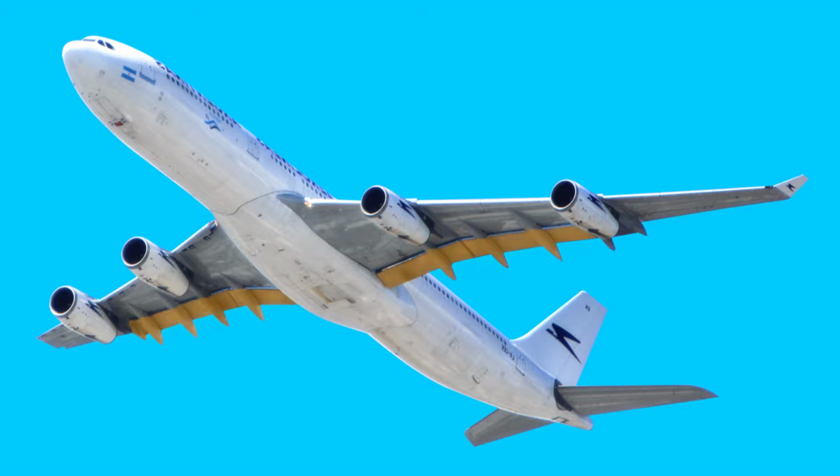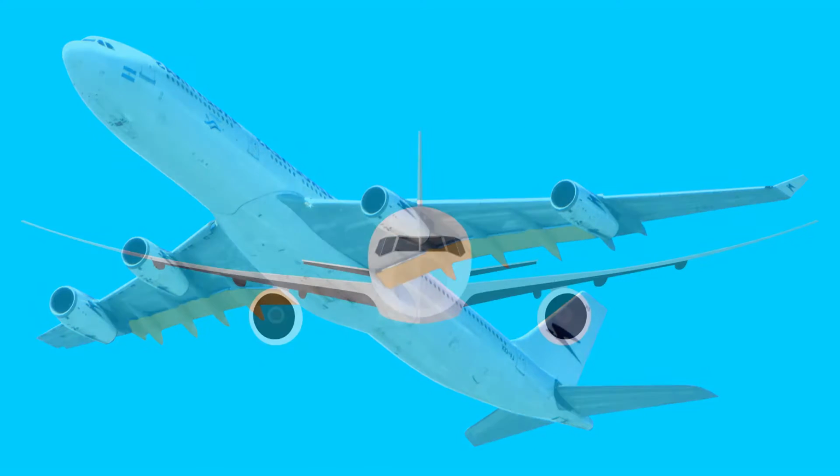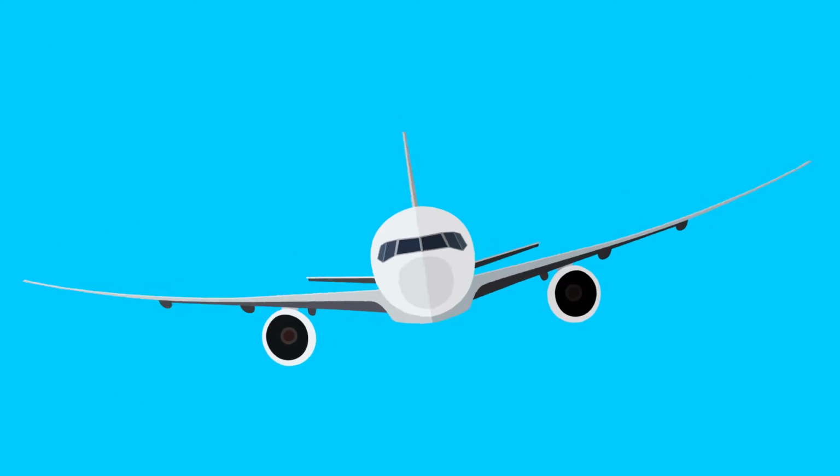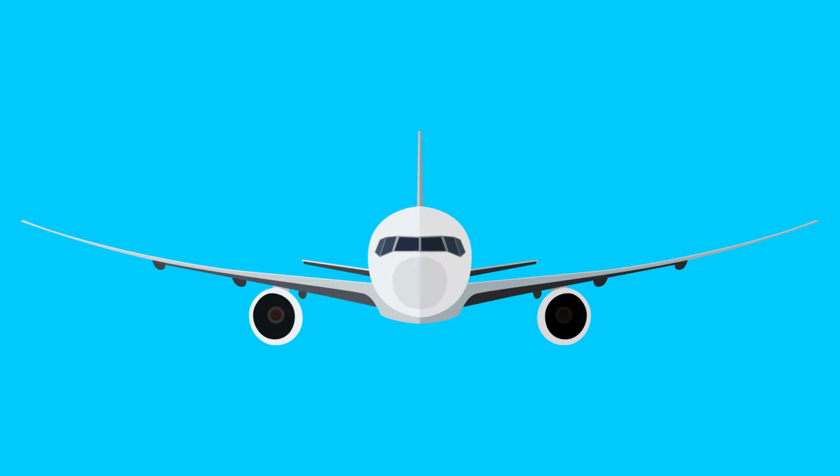Attached on the back side of the wings are the ailerons. The ailerons create this movement. They are mostly used to keep the airplane level.